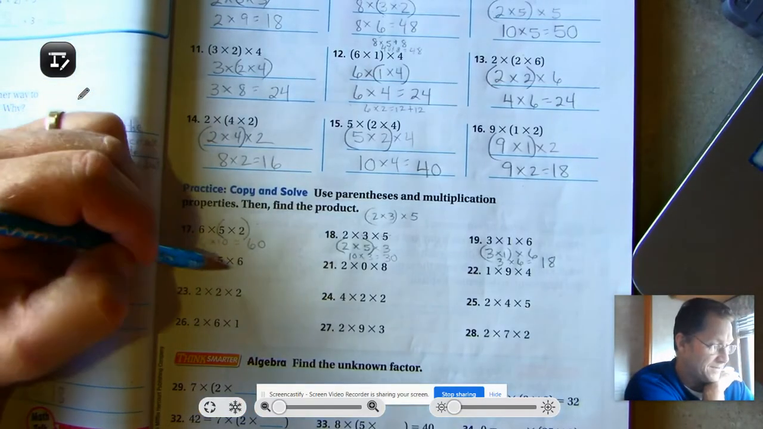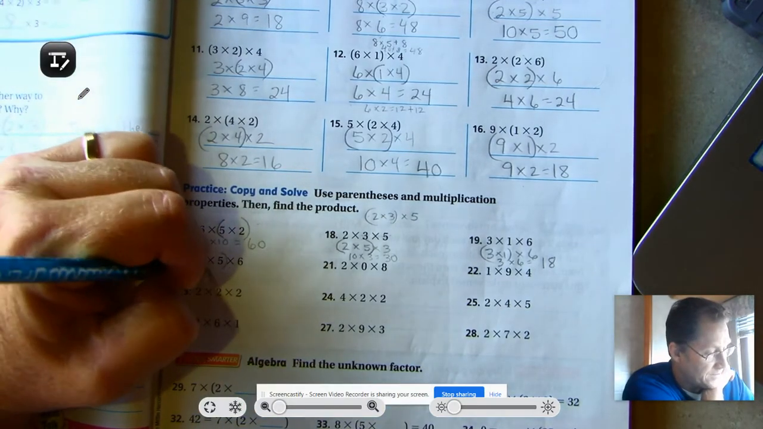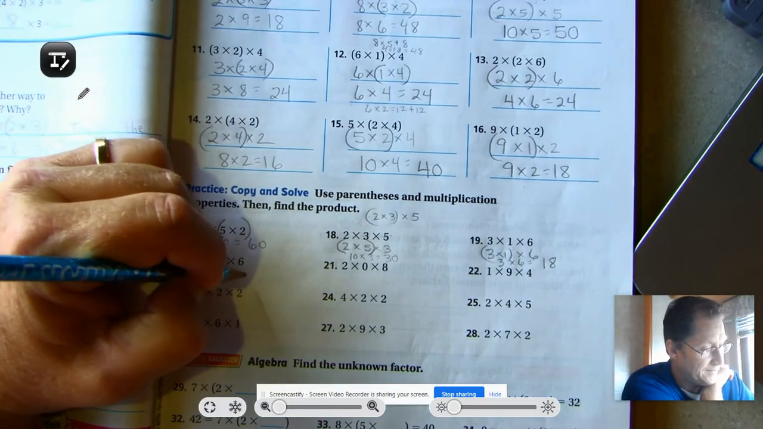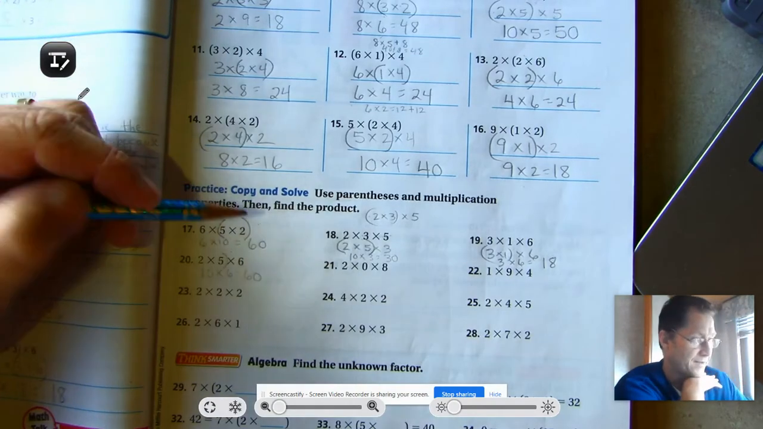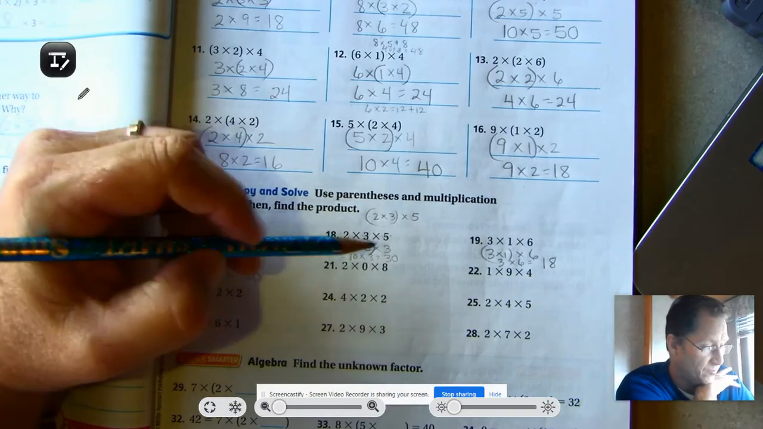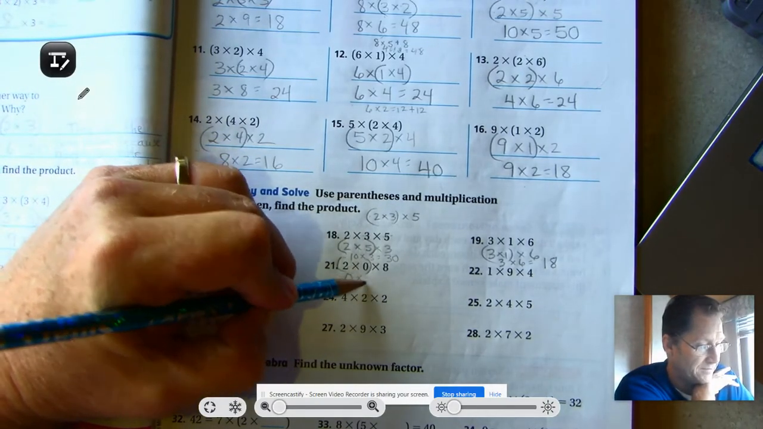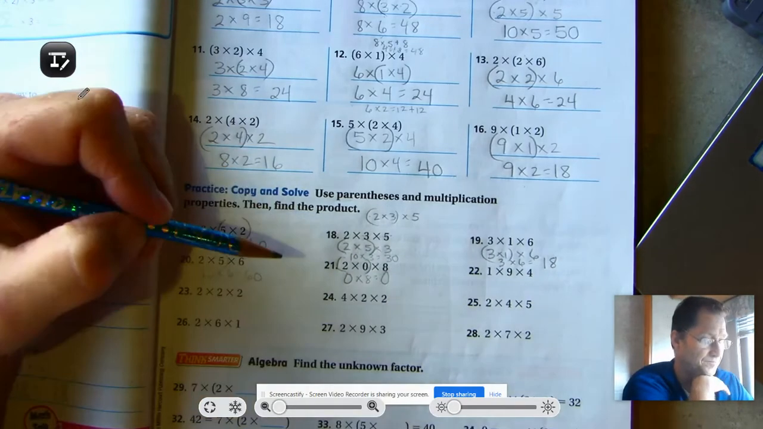2 times 5 times 6, I like the idea of multiplying 2 times 5 first. 2 times 5 is 10. 10 times 6, 60. Number 21, it's not going to matter which way we group these, so just go 2 times 0 is 0. 0 times 8, 0.